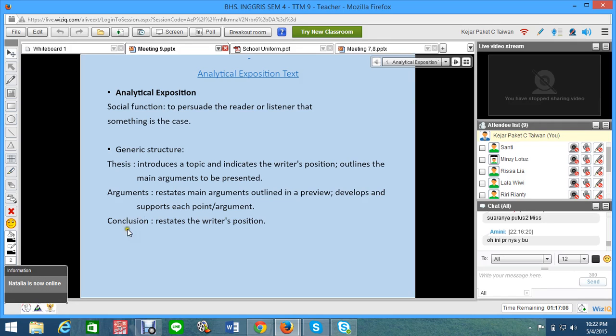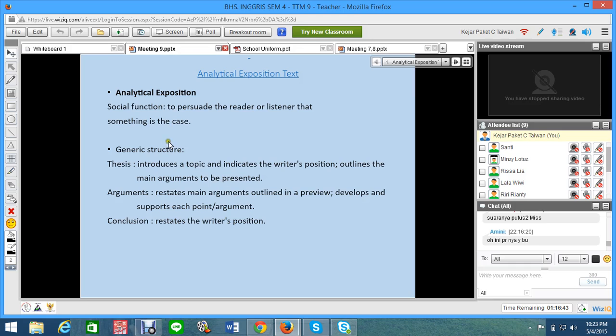And then the third is conclusion, restate the writer's position. Kita ungkapkan lagi atau disebut dengan konklusi dari semuanya itu. So we have to make a conclusion about the case that is presented in the text, okay. Ini diingat dulu, nanti kita discuss tentang teksnya.